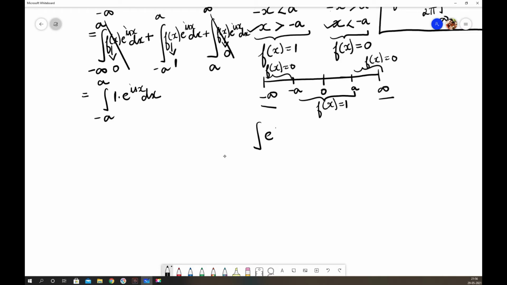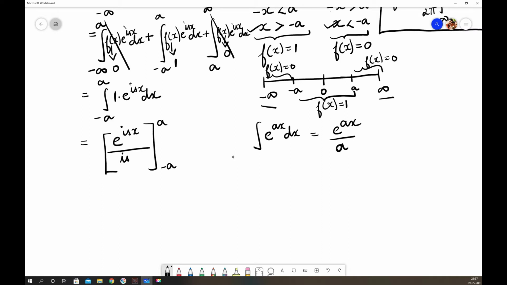Integral of e to the power ax dx. How is it written? It is e to the power ax by a. So instead of a, what do I have here? I have is. So how do I integrate this? It becomes e to the power isx by is, and the limits are a and minus a.